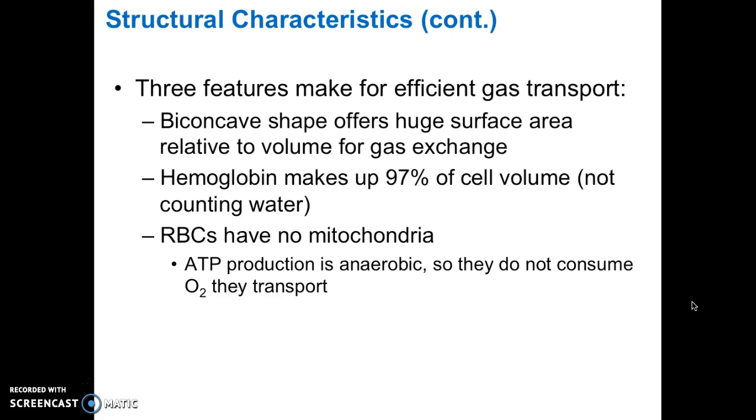Three features make red blood cells efficient for gas transport. The biconcave shape offers huge surface area relative to volume for gas exchange. Hemoglobin makes up 97% of the cell volume, and we know hemoglobin carries the gases. Lastly, red blood cells have no mitochondria. Remember, mitochondria make ATP aerobically, so the red blood cells do not use up the oxygen they are transporting to make their own ATP, and instead transport it to the cells for their use.